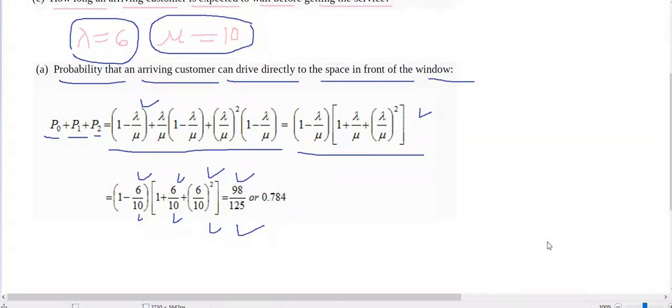Lambda and mu values are taken with respect to the number of customers per hour. Keep this in mind. Second, what you have to evaluate is the probability that an arriving customer will have to wait outside the designated space. That I have to evaluate.